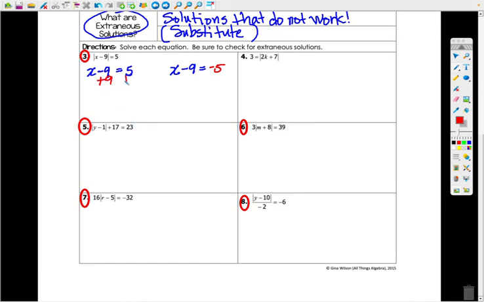Now from here, all you have to do is solve each one. I'm going to add 9 here, and my x equals 14. And then I'm going to add 9 here, and my x will equal 4. Before I circle those and say that those solutions are correct, I want to substitute them back into my original equation to make sure neither one of them is extraneous. To do that, I need to look back at the expression x minus 9 in the absolute value bars, and I'm going to show you how to put it in your calculator.